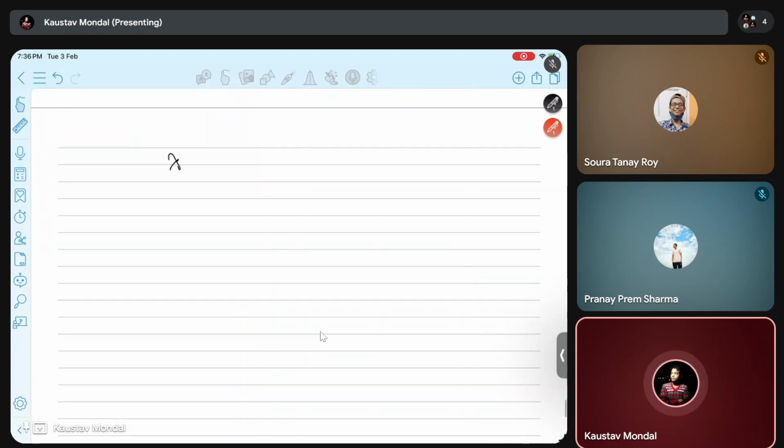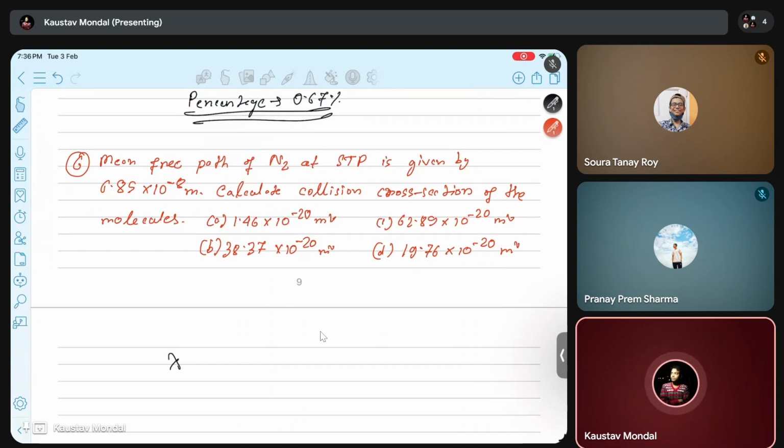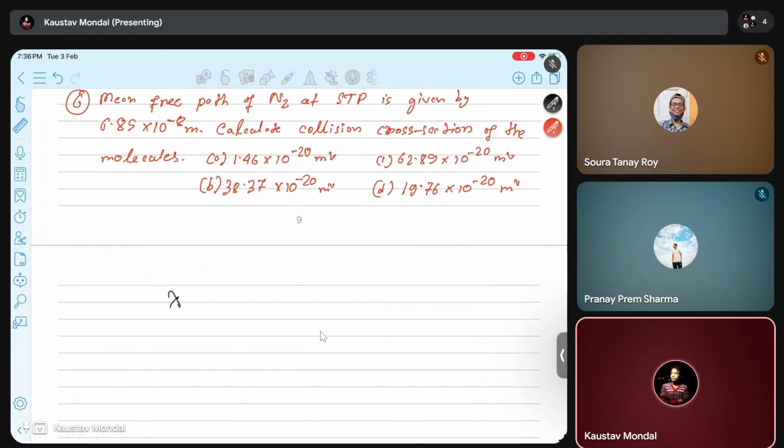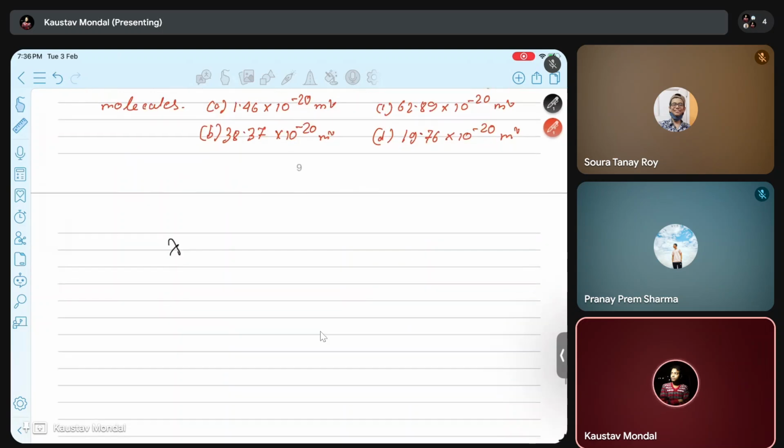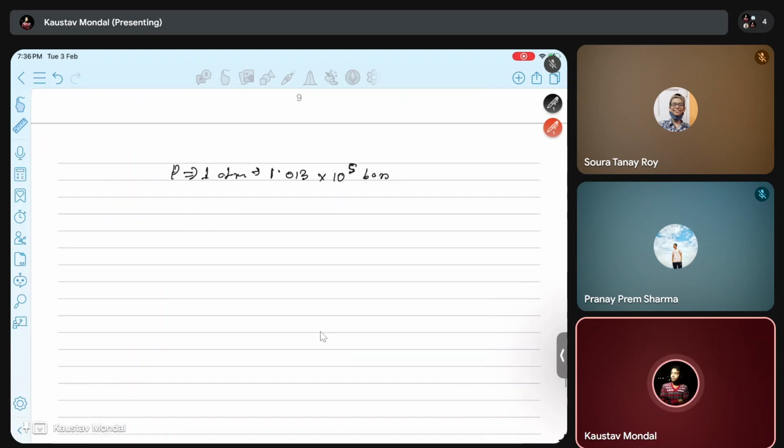so the lambda we know. Since it's mentioned in the question that it's at STP, right? STP means we know the pressure and all. Okay. So for STP, we know the pressure is 1 atm, right? So pressure in atm, 1 atm is basically 1.013 into 10 to the power 5 in bar, I guess, in SI unit. Okay.